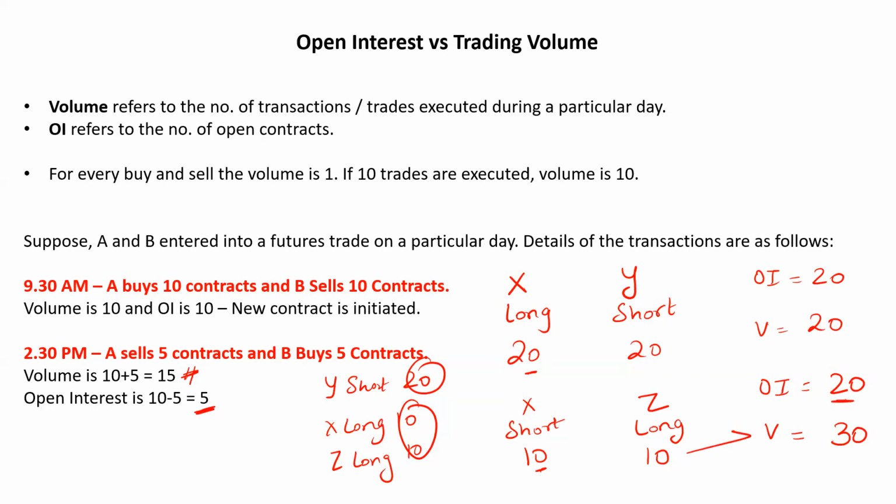But this is a new trade. That is why it is going to be included in volume. So volume is 30. So this is how you are able to calculate open interest and volume. And this is the difference between open interest and trading volume.